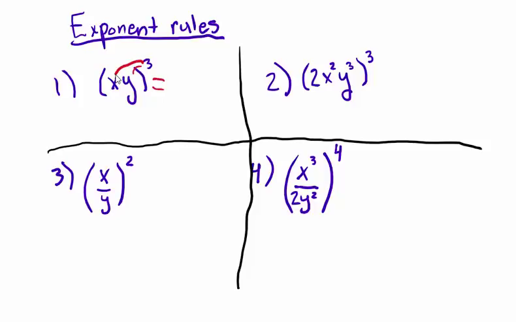So for instance, this would become x to the third power, y to the third power. And one way to think about this is x to the first, y to the first, and so we're just going to multiply that 3 times the exponents here. So again, we just did x to the third power, y to the third power.